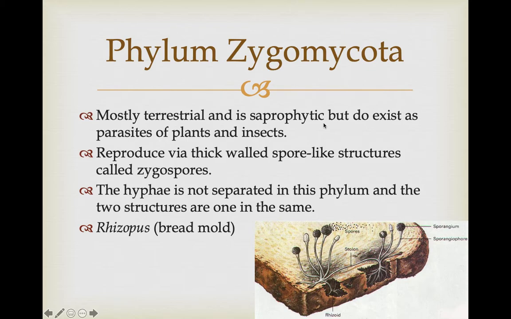Zygomycota. This is commonly known as bread mold, a very common example of a phylum member from Zygomycota, phylum fungi in the phylum Zygomycota. These guys mostly live on the ground. There's a couple of them that are aquatic. And they're saprophytic for the most part. They're just going to be living on non-living matter, growing on pieces of bread and things like that, dead animals. But some of them will act as parasites of plants and insects.